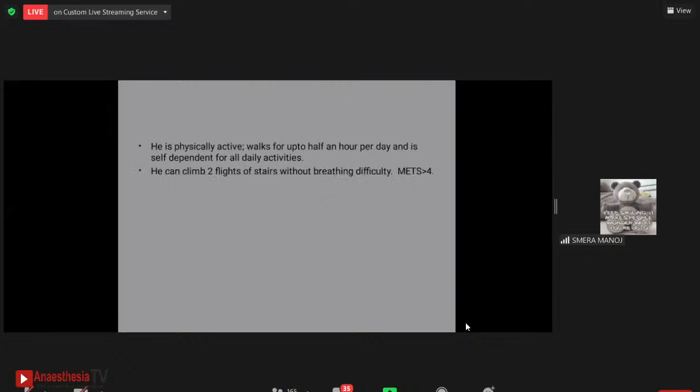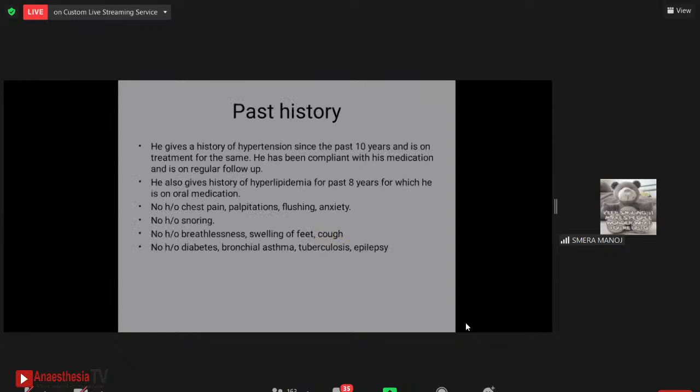He is physically active. He walks up to half an hour per day and is self-dependent for all daily activities. He can climb more than 2 flights of stairs without breathing difficulty. In past history, he's a known hypertensive since the past 10 years. He is on treatment for the same. He has been compliant with his medication and is on regular follow-up.